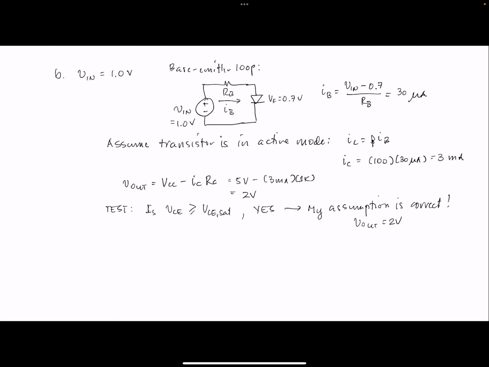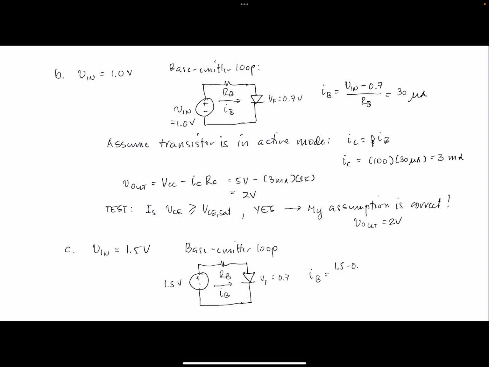Okay, what about letter C? V in is equal to 1.5 volts. Again, my base emitter loop: I have 1.5 volts, RB, here VF is equal to 0.7. So again, it's easy to see that IB is going to be greater than 0. IB is going to be 1.5 minus 0.7 divided by RB, which is 10K.